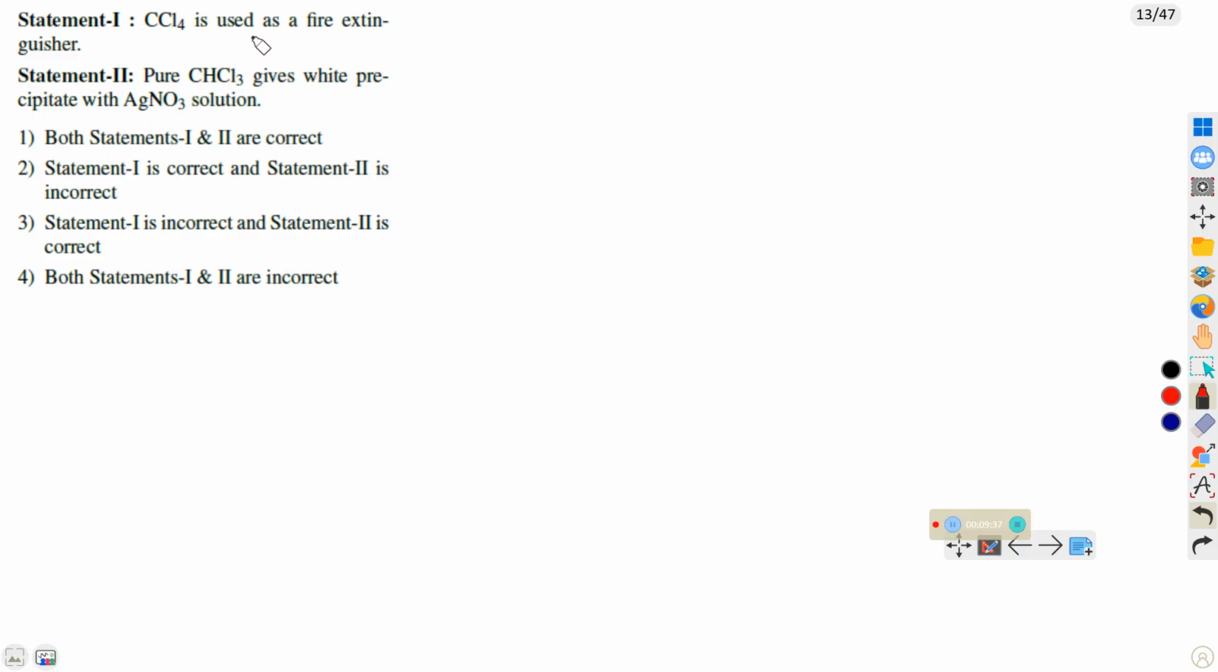Statement 1: CCl4 is used as a fire extinguisher. Correct. Pure CHCl3 gives white precipitate with AgNO3 solution. Wrong. Statement 1 correct, statement 2 incorrect. Here remember one point: chloroform, CHCl3, is a covalent compound.